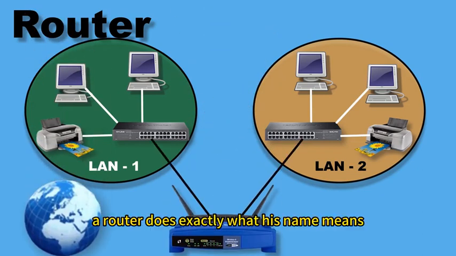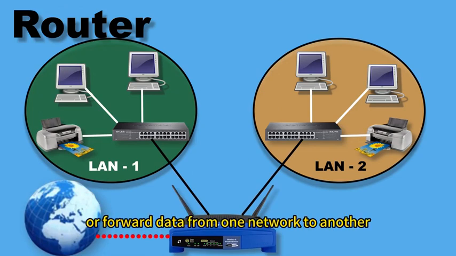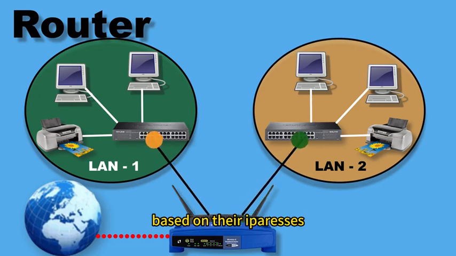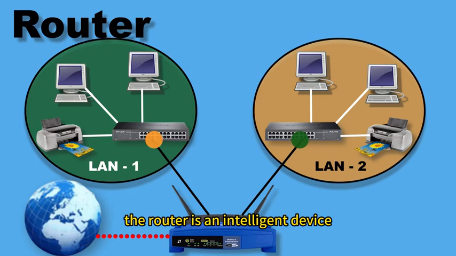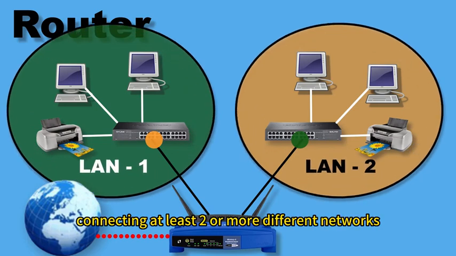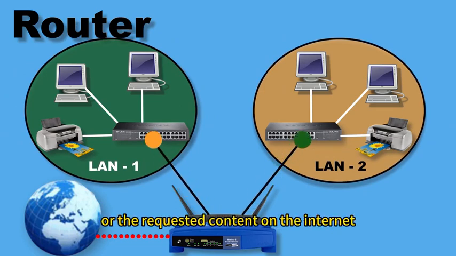A router does exactly what its name means, that is, it routes the data or forwards data from one network to another based on their IP addresses. That's why a router is also called the gateway of the network. The router is an intelligent device and it performs two basic functions. First is connecting at least two or more different networks, and the second is providing the best path to access another network or the requested content on the internet.